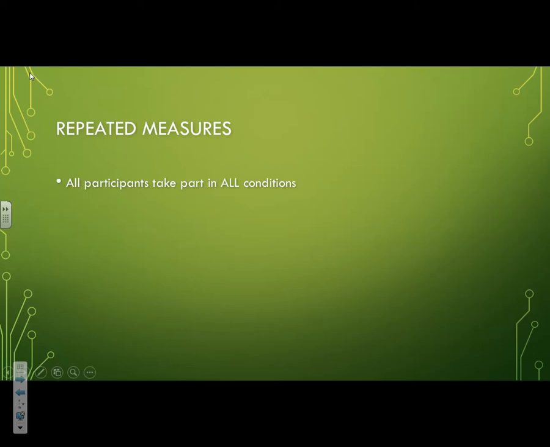Okay. And then repeated measures. All participants take part in all conditions. So first they don't drink caffeine, then they do drink caffeine. First they don't listen to music, then they do listen to music.